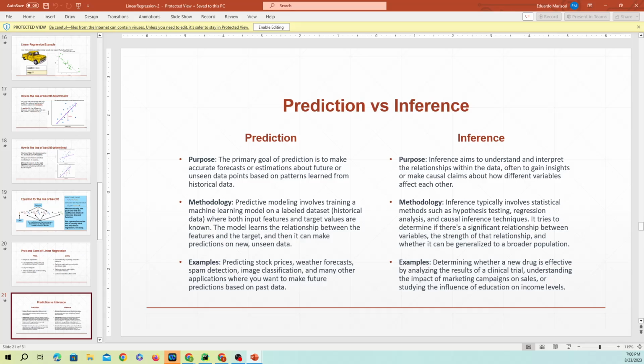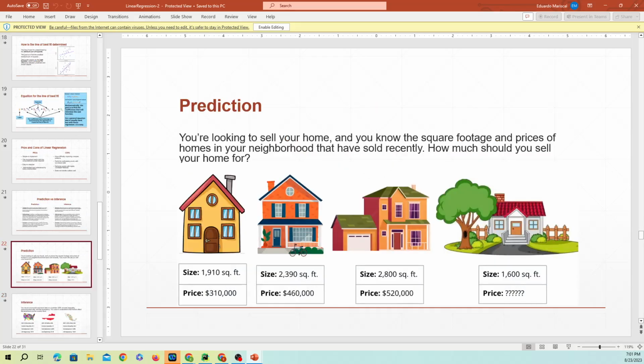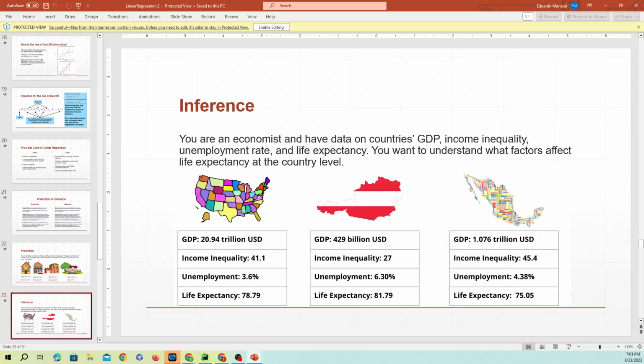So prediction, here's an example. You're looking to sell your home and you know the square footage and price of homes in your neighborhood that have sold recently. How much should you sell your home for? That's going to be a prediction. Inference: you're an economist and have data on countries' GDP, income inequality, unemployment rate, and life expectancy. You want to understand the factors affecting life expectancy at the country level. Again, you're trying to understand more about the features, not about the predictions. So that's what separates inference and prediction.